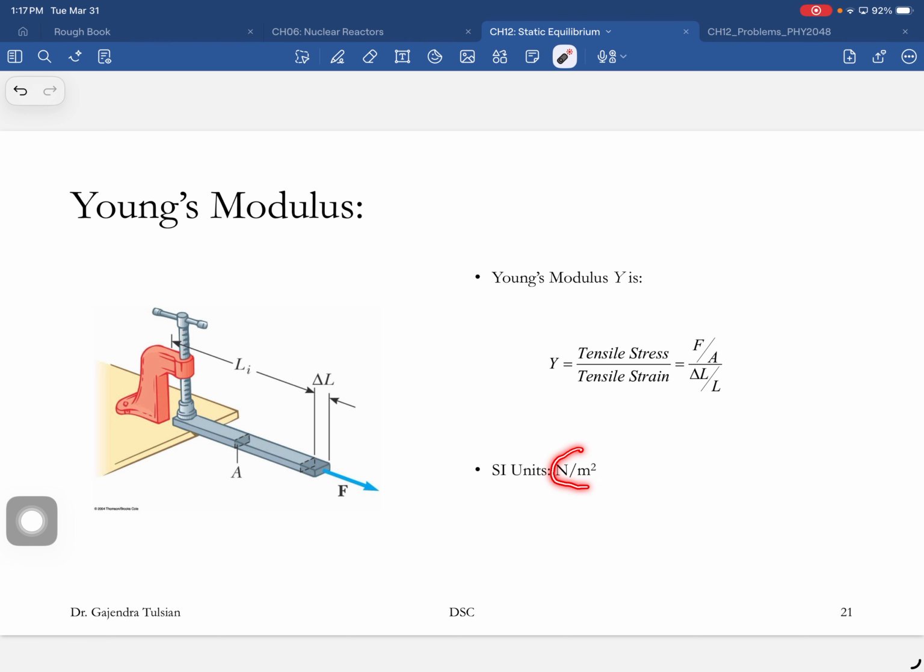The units of pressure are also that, Newton per meter square, and you call them pascals. But in elastic moduli, we just call them Newton per meter square. We don't call them pascals.